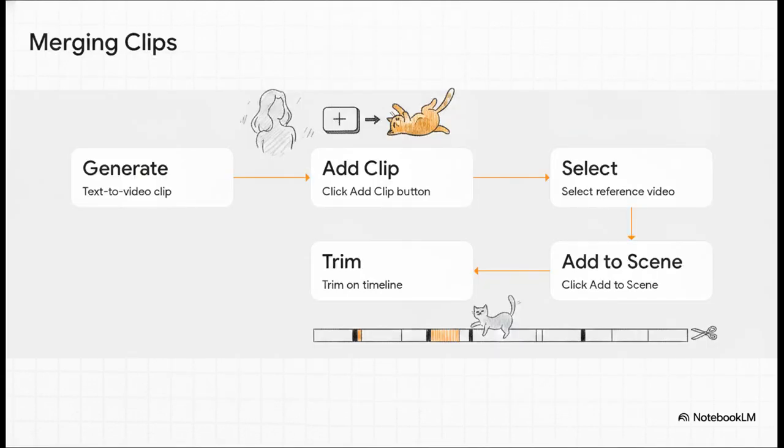Starting with your newly generated clip of the woman, you simply click the button that says Add Clip. This pops open a menu where you select your other video, our cat rolling over. Then you just click Add to Scene. Instantly, Flow drops both of those videos right onto one unified timeline for you.